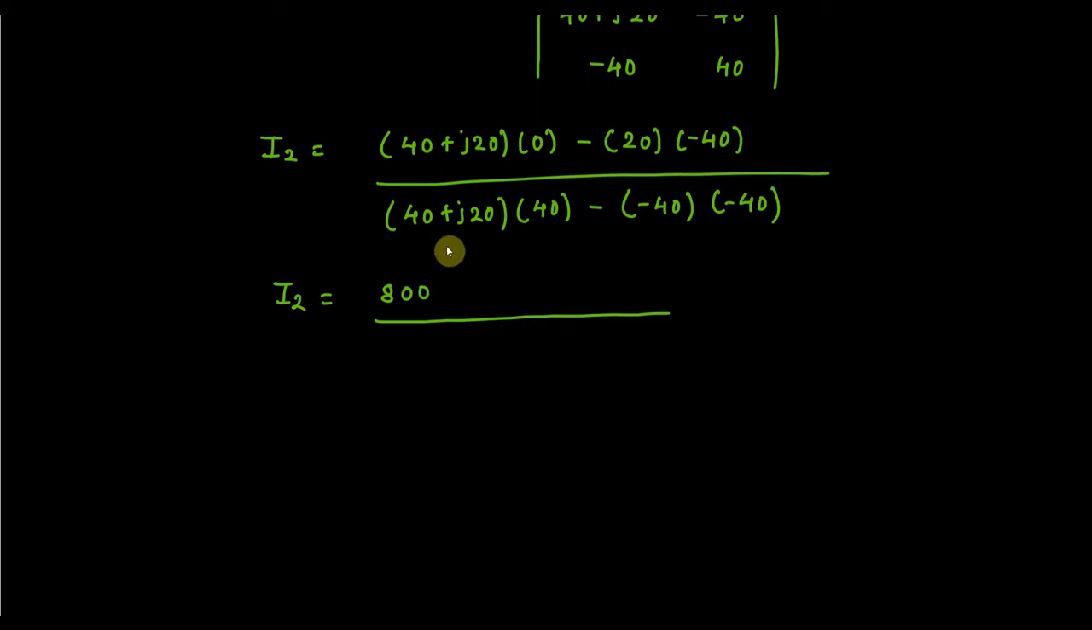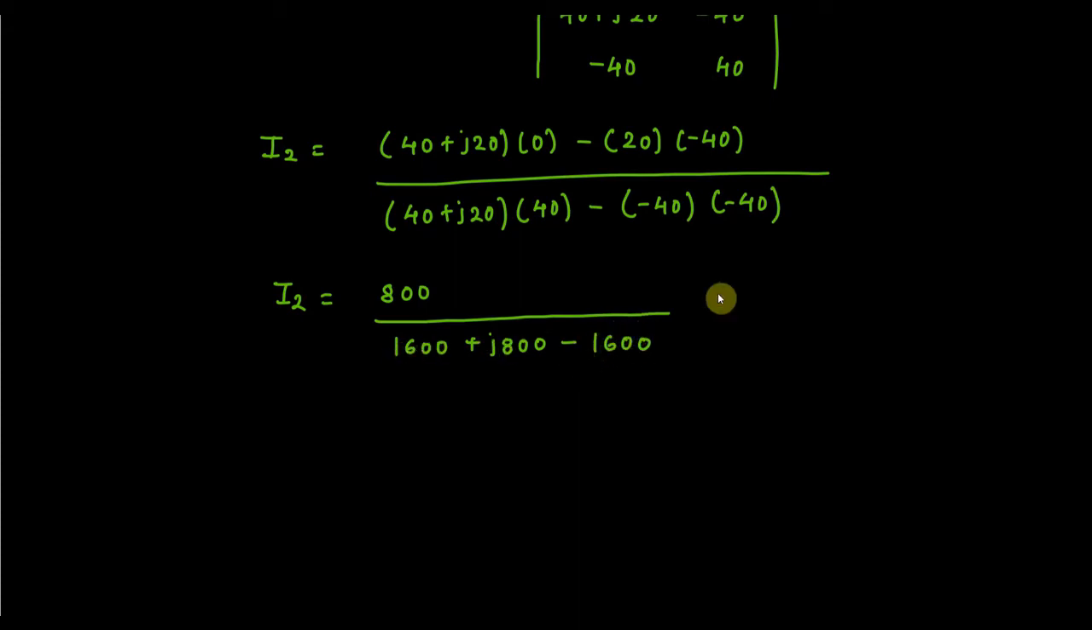The first term will be 0. Now multiply this 40 into 40. So this will be 1600, plus j, 40 into 20, this will be 800. This minus sign will be as it is. This will be 40 into 40. So minus minus, this will become plus.